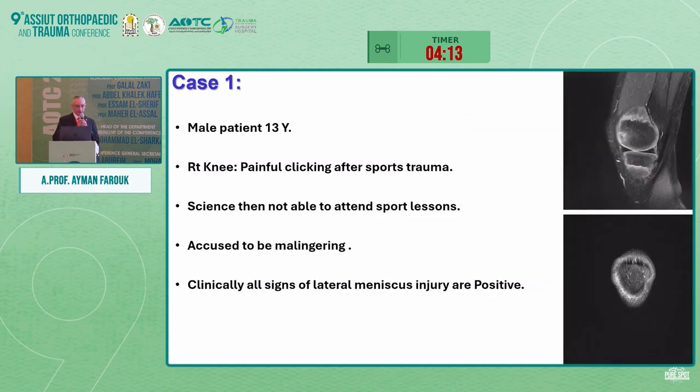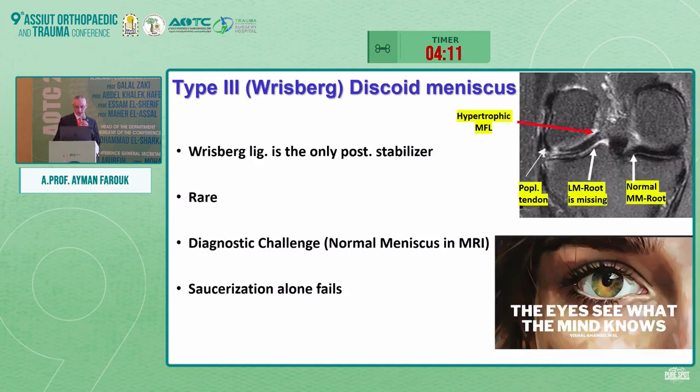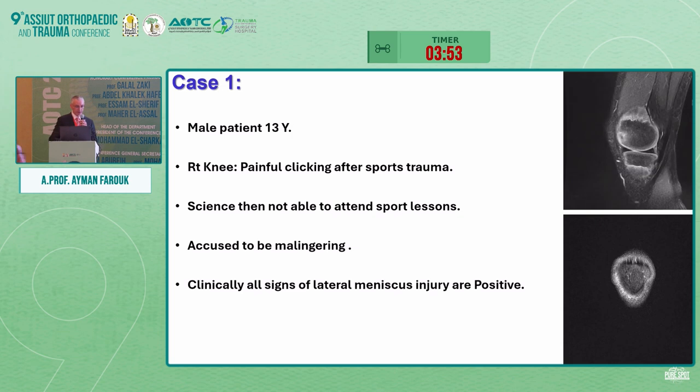I present this case, and that's how it appears, as we see here in the MRI. We see the absent posterior horn of the lateral meniscus. You can see it in comparison with the medial horn, and you see the hypertrophic meniscofemoral ligaments. I present this case of a 13-year-old male.